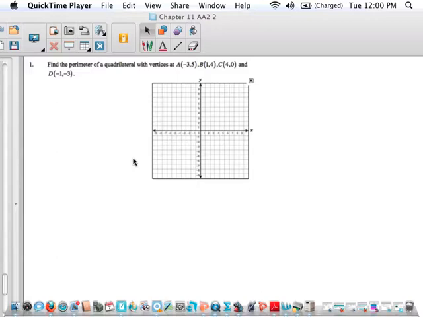Okay, let's take a look at this review on distance formula, slope, midpoint, and parabolas and circles. First question says, find the perimeter of a quadrilateral with vertices at -3, 5.